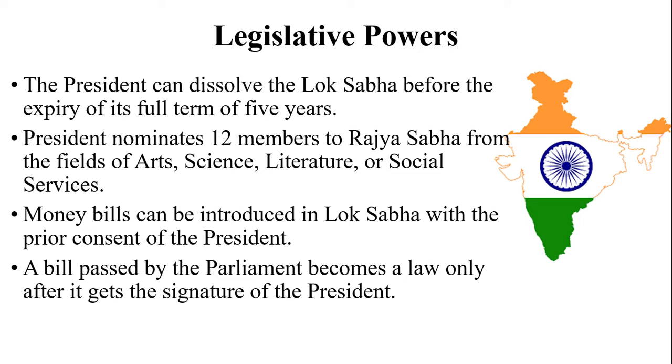The President nominates 12 members to the Rajya Sabha from the fields of arts, science, literature, and social services. All money bills can be introduced in the Lok Sabha only with the prior consent of the President. A bill passed by the Parliament becomes a law only after getting the signature of the President. The President controls the Contingency Fund of India. The President also has the power to order for meeting an unforeseen expenditure. These are the financial powers of the President.